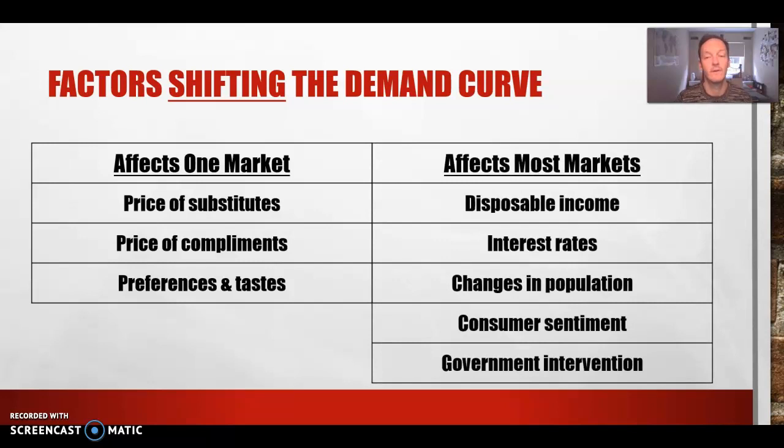Whereas when these 5 things change, it has an effect on most markets, not a singular one. So when disposable income changes, that's going to change the level of income for people, and that's going to affect their demand for most markets, as will a change in interest rates, population, consumer sentiment, and government intervention. Okay, so let's get into it.